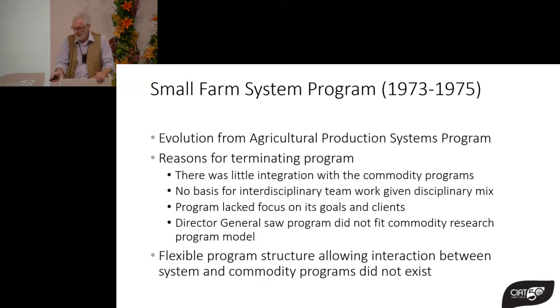The last point is that CIAT didn't at that stage have the flexible program structure allowing for interaction between the systems and the commodity programs. And yet that is probably essential when you think about how a center designs a systems program, and we'll come back to that.